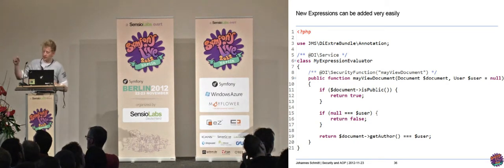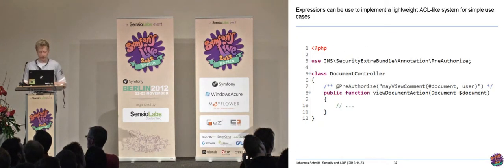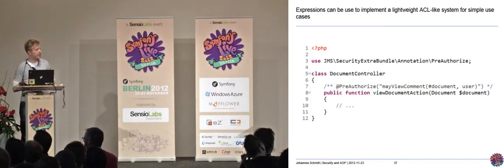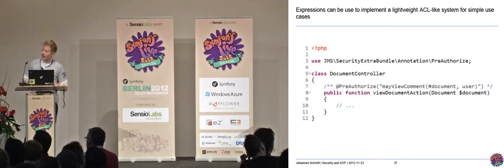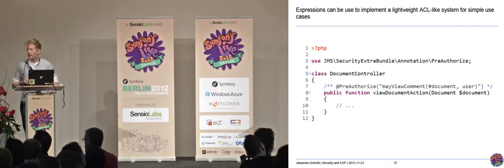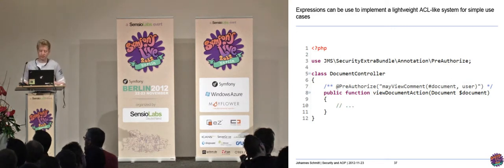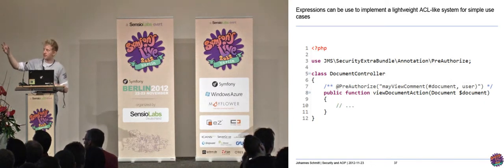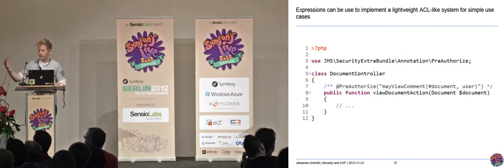And how you would use that function is also very simple. If you have written that code, you can simply annotate your controller action, for example, with this new expression, and just pass in the parameter which we have seen before, and the user object would reference the current user, and then you have very easily created a lightweight ACL system which you can then extract out if it becomes more complicated to use the dedicated ACL component, for example.